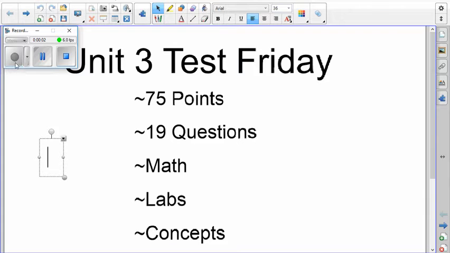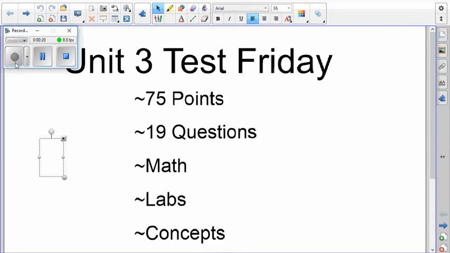Wonderful. Okay, folks, so today is your review day for Unit 3. Let's talk about the Unit 3 test, which will be Friday. This test is currently slated to be about 75 points. I might tweak that a little bit tonight. And it should be about 19 questions. Might tweak that also tonight.